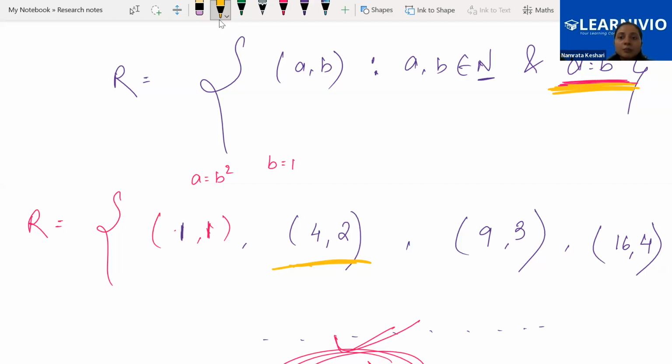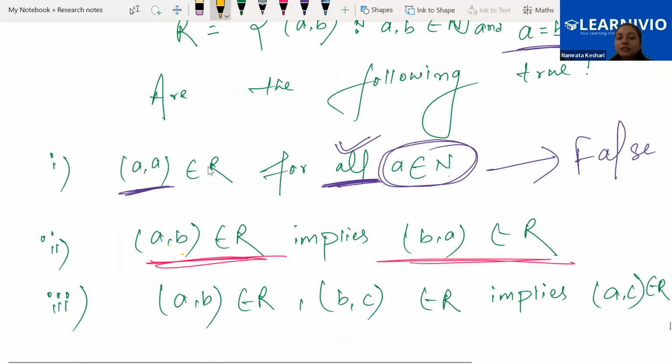It is not there, because 2, 4 will not fulfill this criteria. It says that A has to be the square of B, and A is not a square of B over here. So 4, 2 is there, but 2, 4 is not there. So this is not true. AB is there does not imply that BA has to be there. It is not always true. Getting it, Ali? Yes, ma'am.